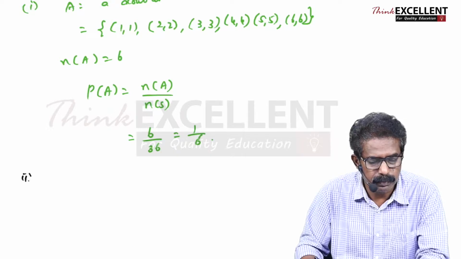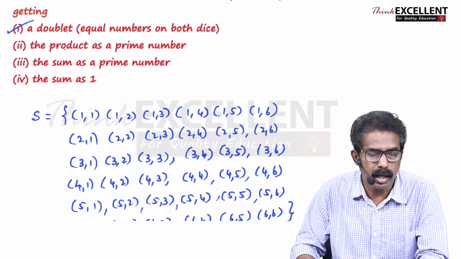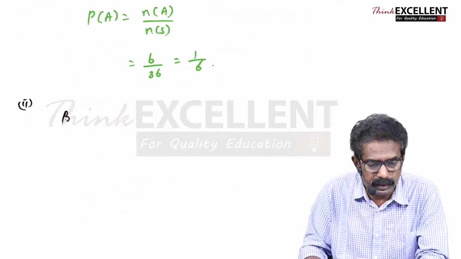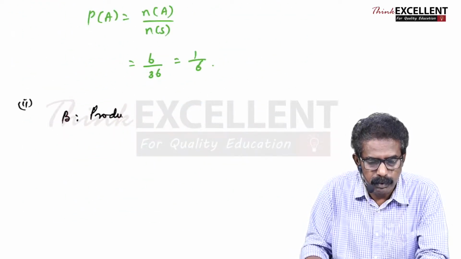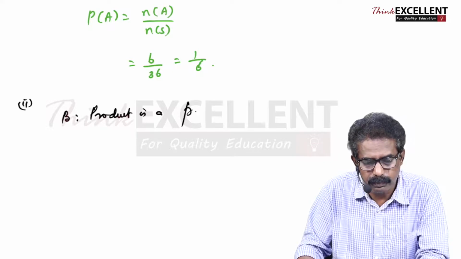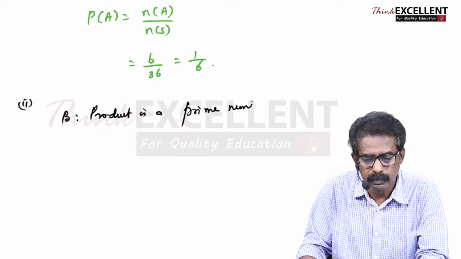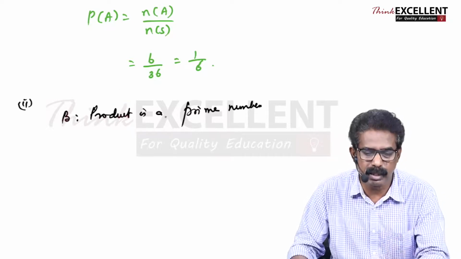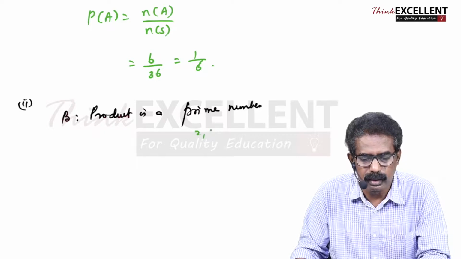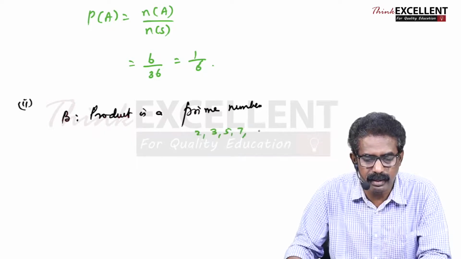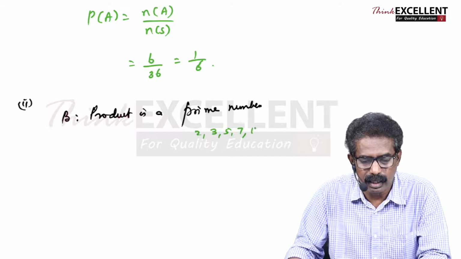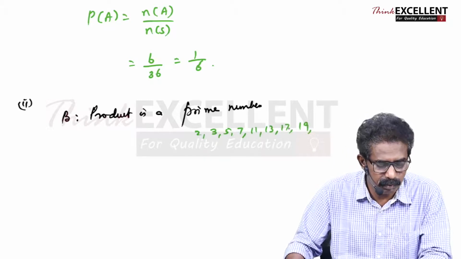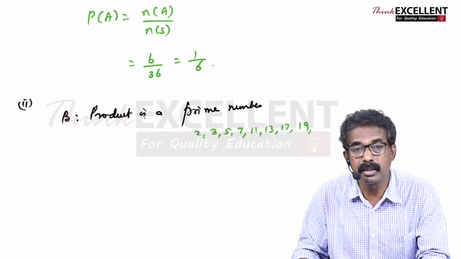Second one, see what they asked. The product as a prime number. So let B stand for product is a prime number. You know what are the prime numbers? One is neither prime nor composite. The smallest prime number is 2. So 2, then 3, 5, 7, right? Then 11, 13, 17, right? 19. So these are some of the prime numbers. Okay. The product is a prime number.